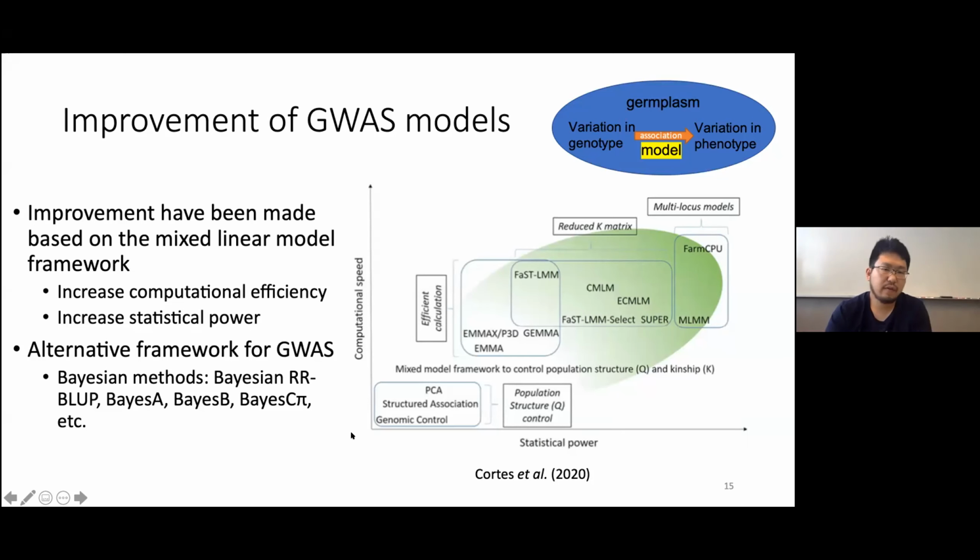And other than this mixed linear model framework, there are some alternative frameworks like the Bayesian methods, such as BayesA, BayesB, BayesC, etc. Again, you don't need to know the details of these models. You just need to know that other than the mixed linear model, there are some other frameworks that exist.